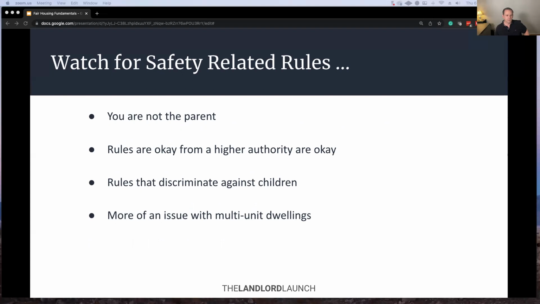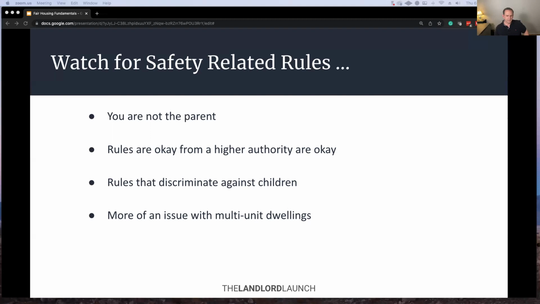Now, if this says rules are okay from a higher authority, what that really means is, think about a gym. If the manufacturer of a piece of gym equipment says do not use if under 12, I don't know, something along those lines, that's not coming from you. That's not you making a restrictive rule. That is a rule put in place by the manufacturer of that equipment, saying that it is not safe for a child under 12 to use that. That is an okay rule to have, but you're not the one making it. So rules of higher authority are okay.